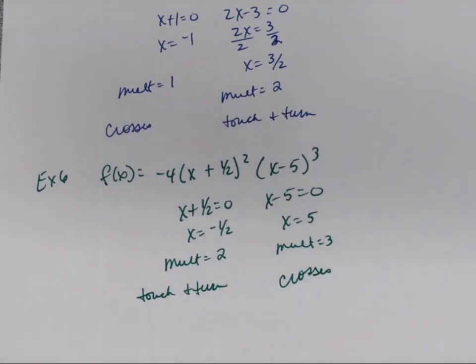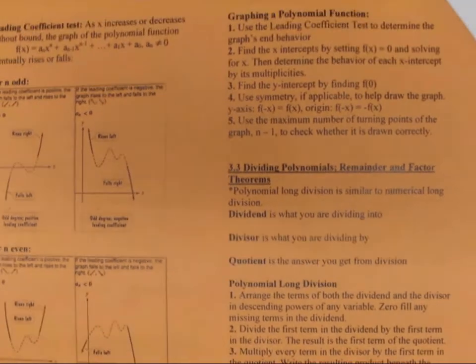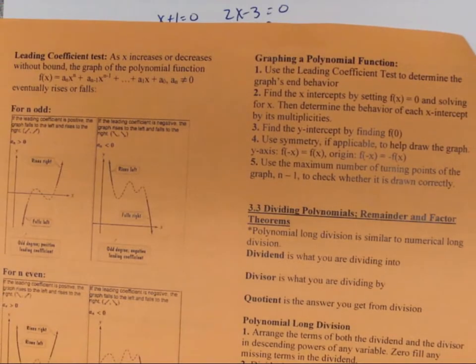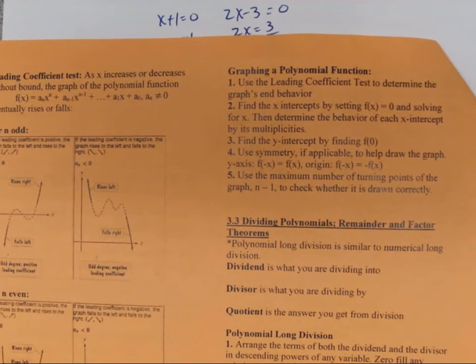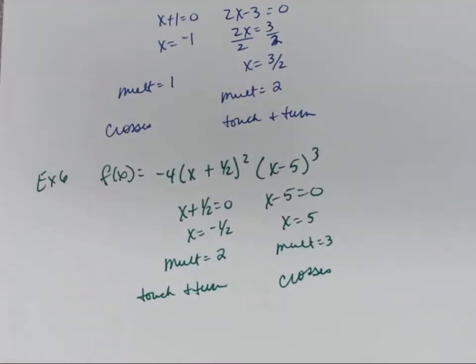Let's go look at graphing a polynomial function. Okay, so graphing a polynomial function. It uses the leading coefficient test to determine the graph's end behavior, so we're going to do that. We'll find the x-intercepts and the y-intercept. We'll use some symmetry if we need it to help draw our graph. And we can use the maximum number of turning points of the graph, n minus 1, just to check whether it's drawn correctly.